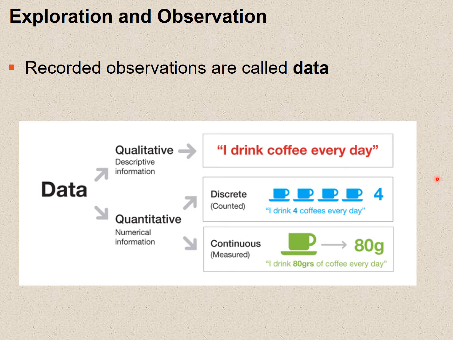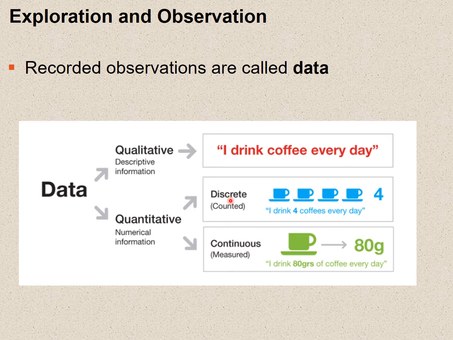So as you are performing your experiments, you're going to record your observations, and the recorded observations are called data. Now there are two major types of data: qualitative data and quantitative data. Quantitative data can be divided into two additional groups, those data that are discrete and those data that are continuous. So let's look at qualitative first.